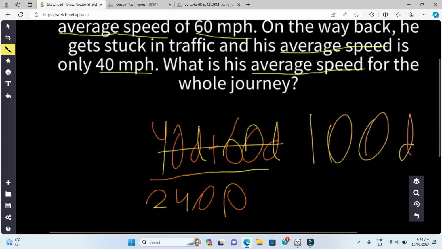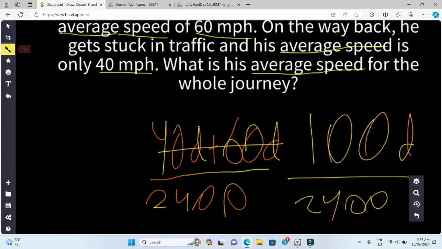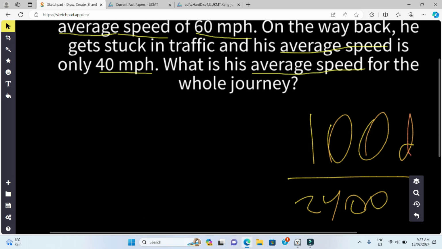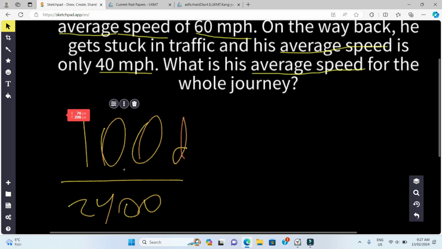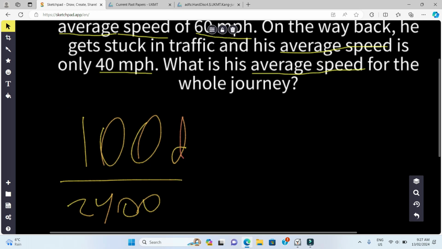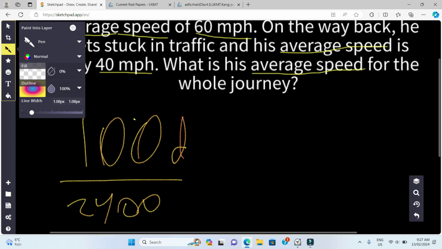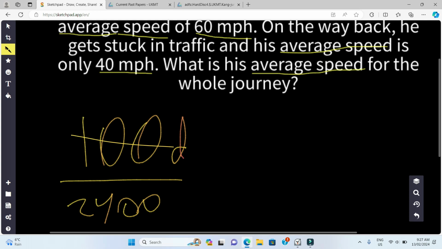And 2,400, I just write that. And don't worry about this, I'm going to erase this again. We are only concentrating on this one. What I do next is that I just erase 100 and 100. I erase two zeros and two zeros, and I erase the 1 because 1D is the same as D. So we get that D is 24.